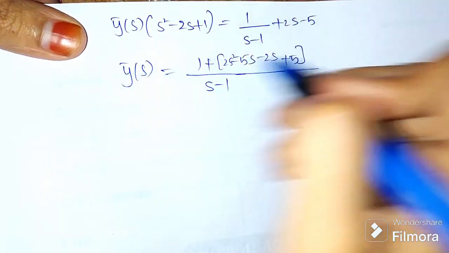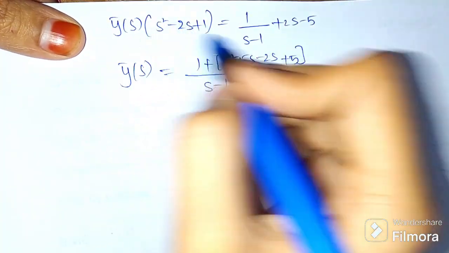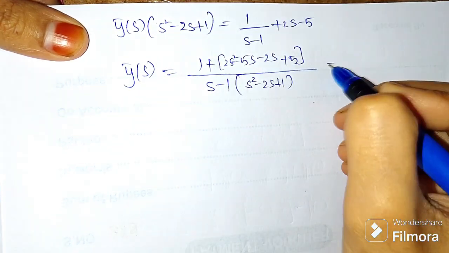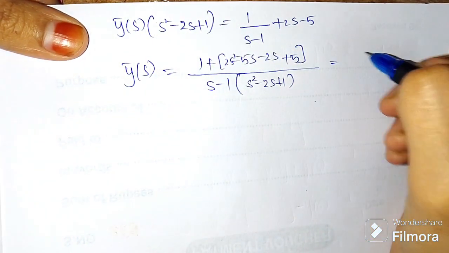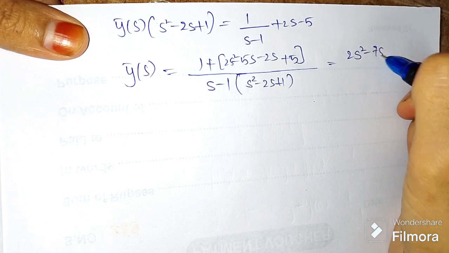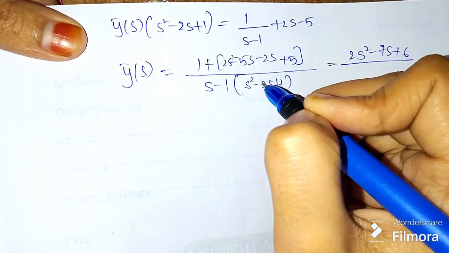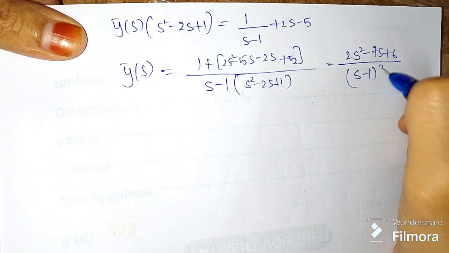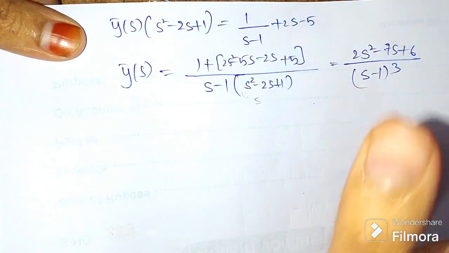Okay, so I'll take this down: s square minus 2s plus 1, which is 1 plus 5, 6. So I'll get 2s square minus 7s plus 6 by, what are the roots? If you find, you'll get s minus 1 in whole square. So in total it will be cube. You get s minus 1 whole cube.